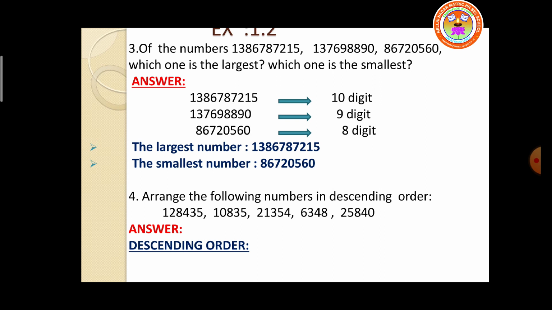So out of this, first you have to check the number of digits. Out of this, which one is greater? The first number, because it is a 6-digit one. Then 3 numbers are 5-digit numbers. Out of this, compare with the first number. So 25,840 only is greater. So you should write 25,840. Then third one, it is 21,354. Then fourth one, it is 10,000. Then last one is 6,348 because it is a 4-digit number.